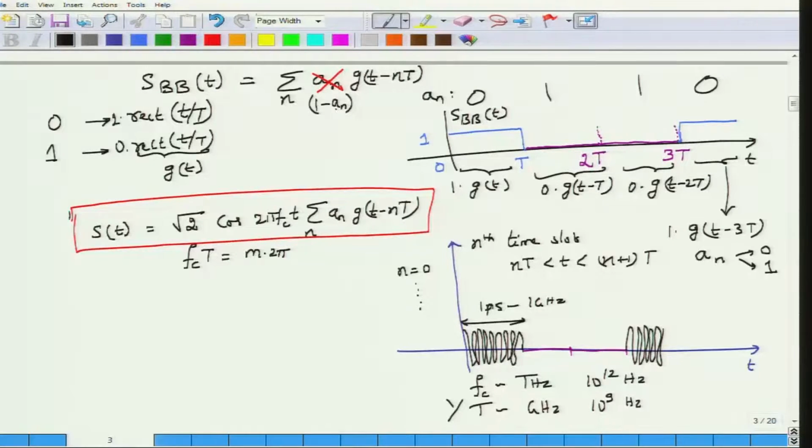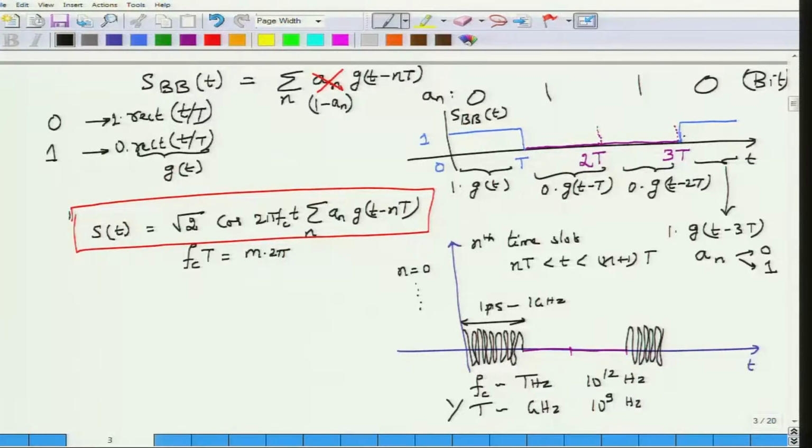And when an is equal to 1, 1 minus 1 will be 0, and then it would be representing the bit 1, okay. So there are a couple of points that you have to remember. The bits or the symbols are 0, 1, 1, 0, and the corresponding amplitudes are 1, 0, 0 and 1, okay. This was a convention which I have followed in this module.